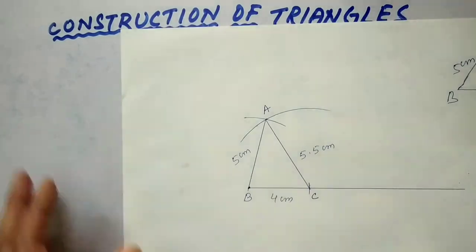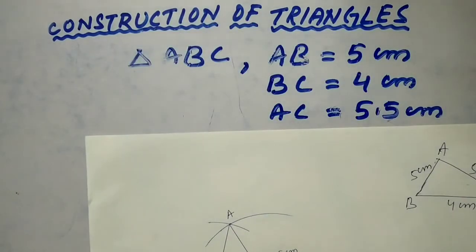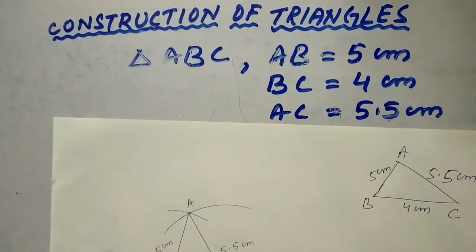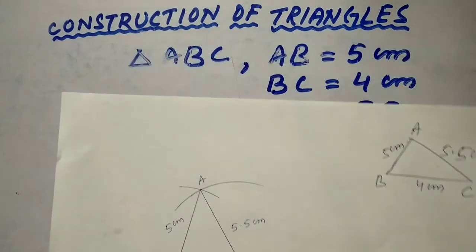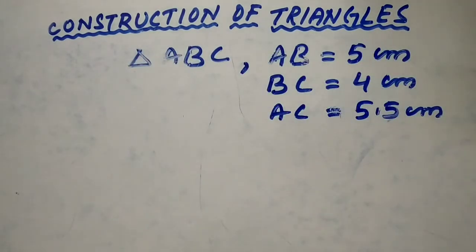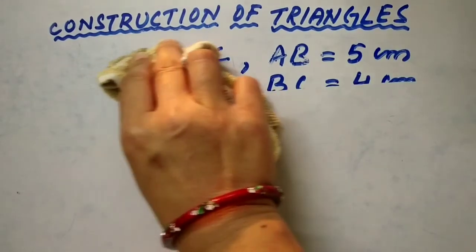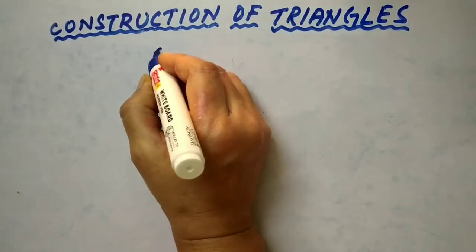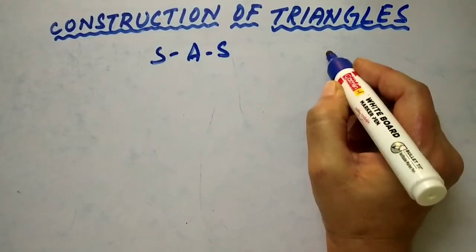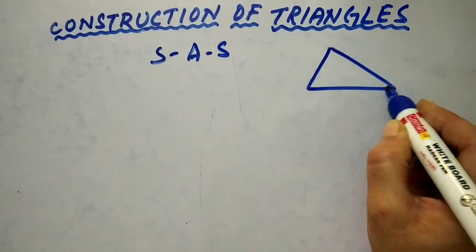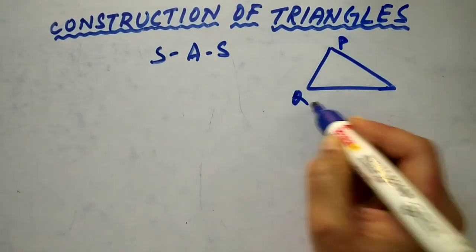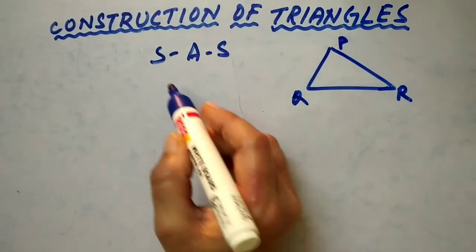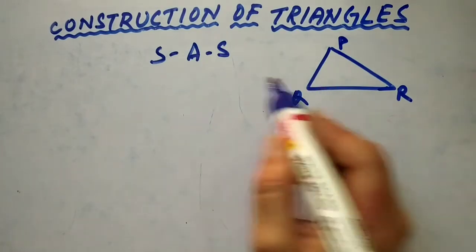Okay. Next we are going to learn triangle construction with the help of criteria SAS. Now in SAS, suppose a triangle PQR we have to construct. This is the rough sketch of that triangle. SAS means side angle side.